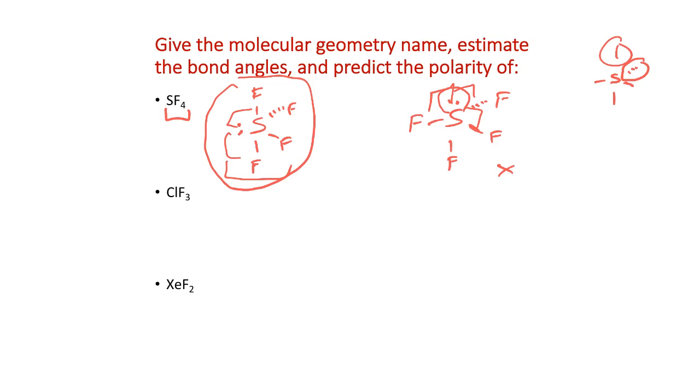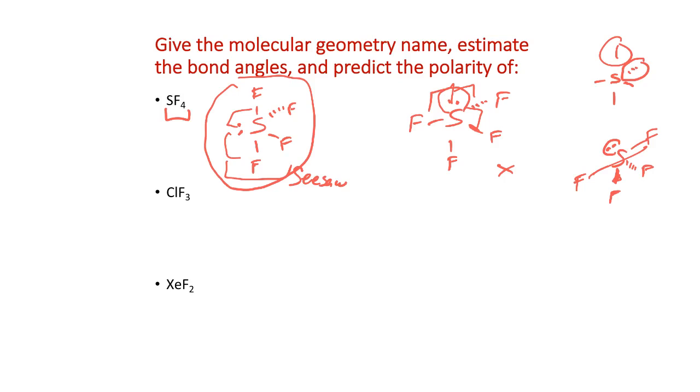Now SF4, let's actually finish the question. The question said, what's the molecular geometry name? Well, if you were to draw this structure like this, then you can see that this looks kind of like a teeter-totter or a seesaw. So the molecular geometry name for this one, a little bit weird, but it's a seesaw. You're just trying to name the shape that the atoms take in the molecule.